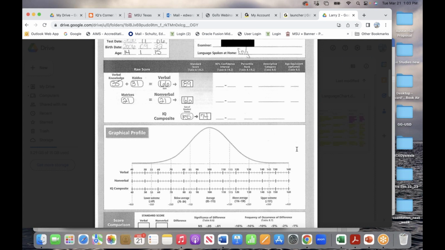Therefore, we're going to interpret on the test and task demand level to better understand the student.